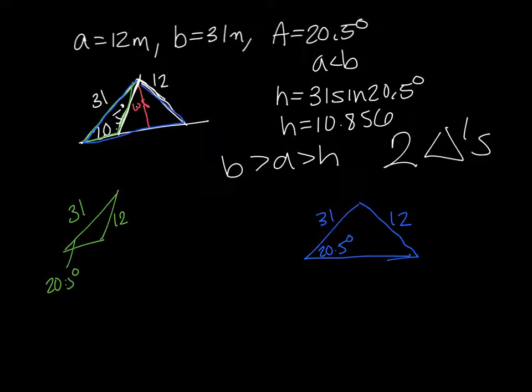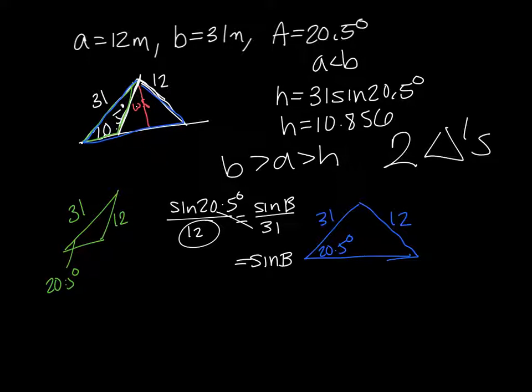And so now it's time for us to find the rest of the stuff for these triangles. I'm not really sure where it's going to give us the answer first. You'll understand in a second what's going on. So what I need to do is find that other angle, the angle that's across from the 31. So I set up sine of 20.5 over 12 equals sine of B over 31. I cross multiply and divide. So the sine of 20.5 times 31, divided by 12, gives me the sine of B equals 0.9.